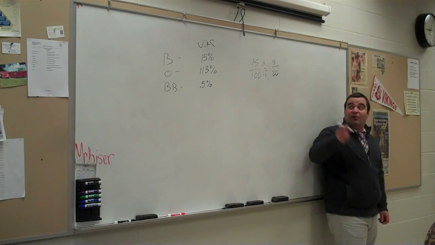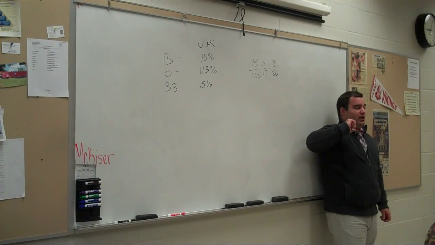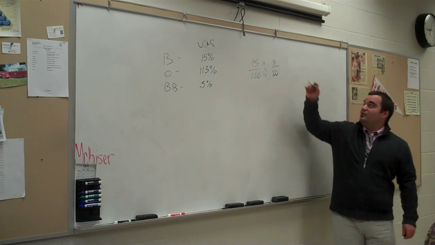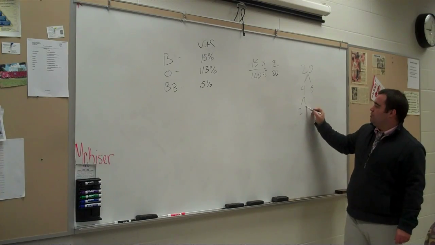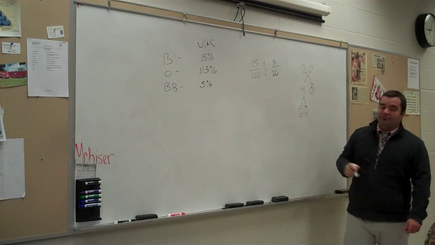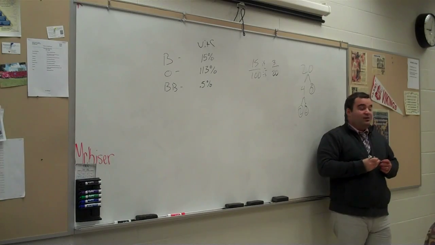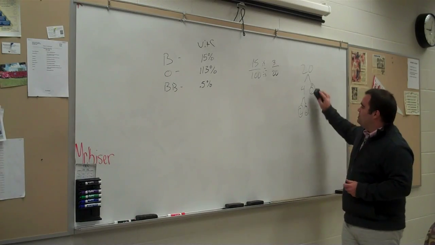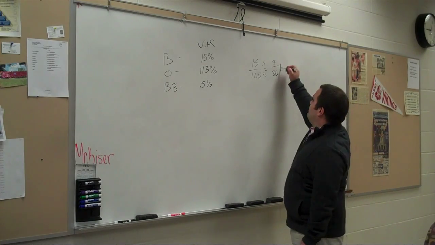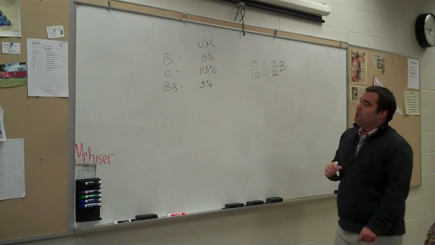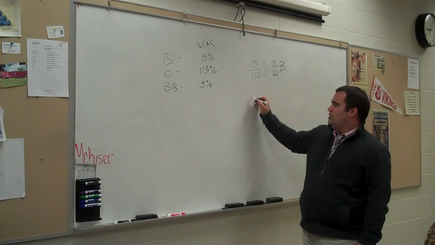20 is not a prime number, but is 3 a factor of 20? No. If we do the prime factorization, 2, 2, 5. 3 is not a factor. 3 over 20 is reduced in simplest form. That's our banana. Now the orange.